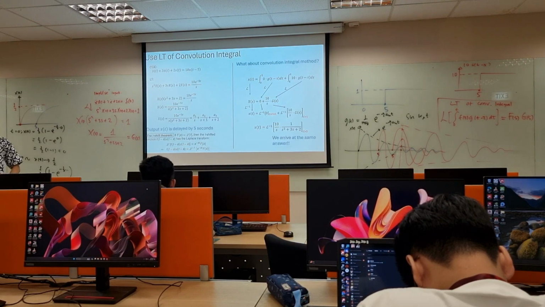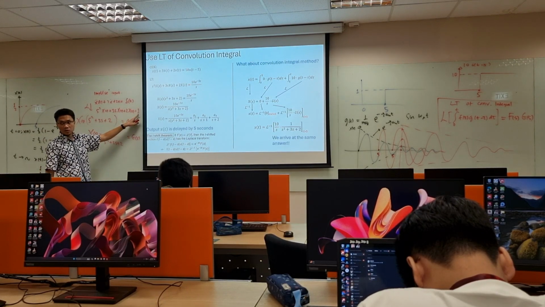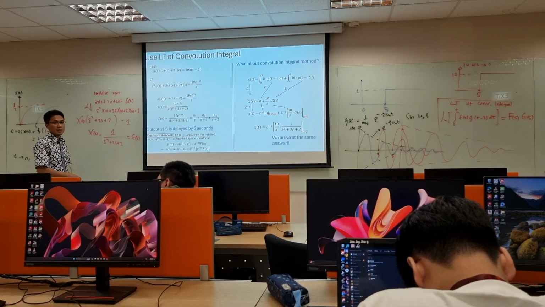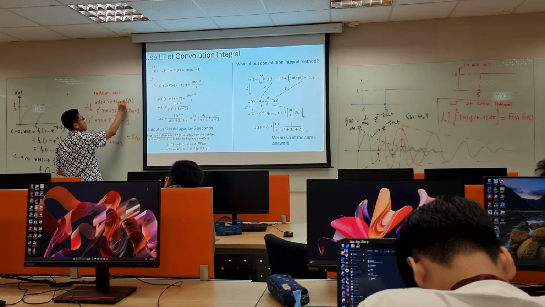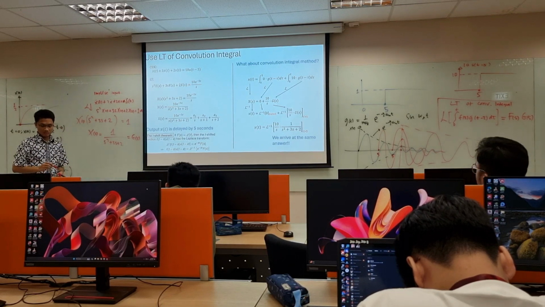Any question so far? Impulse is 1. This one? Yeah, impulse is 1. Unit impulse is always 1, unless you multiply with some number, let's say a, so it becomes 1 times a.